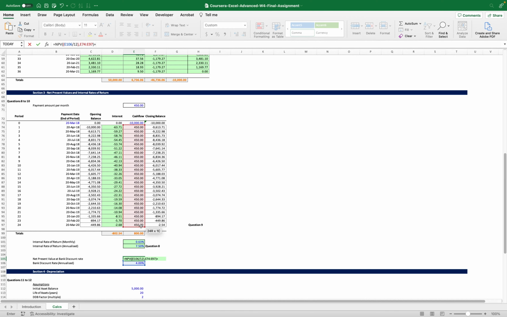And importantly, since we're after the net present value, we have to remember to add back in our initial outlay. And so that comes out to 362.